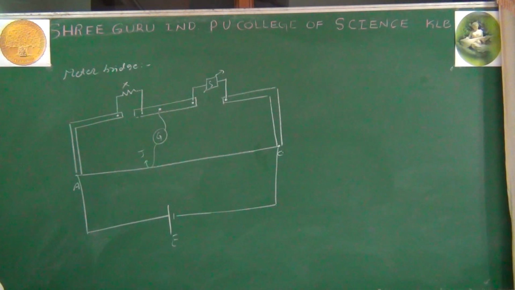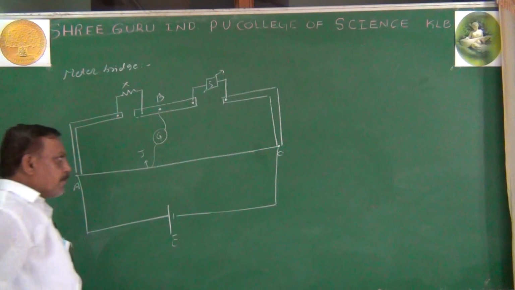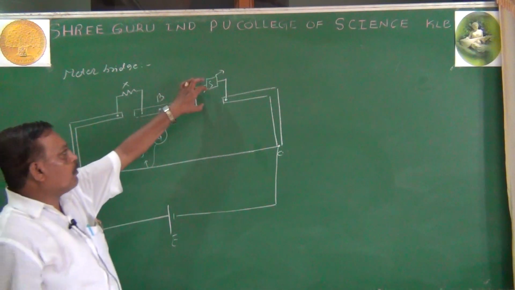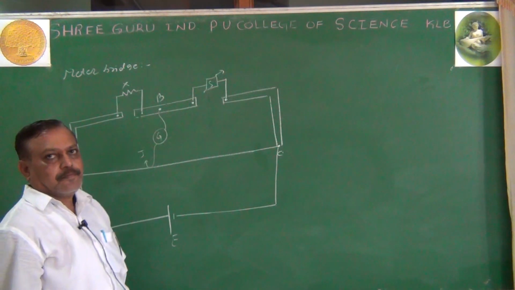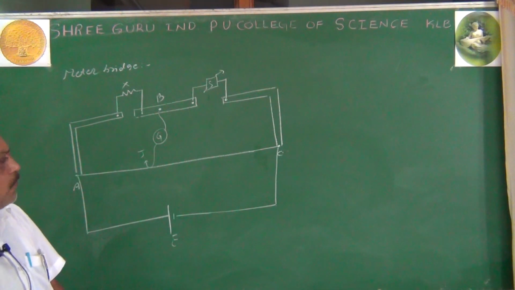So the circuit is correct. Then I call this point B, where the galvanometer is connected. I want to achieve the balancing condition. For that, I remove a certain value from S. 1, 2, 3. That is nothing but plug-in resistance. Remove some value.